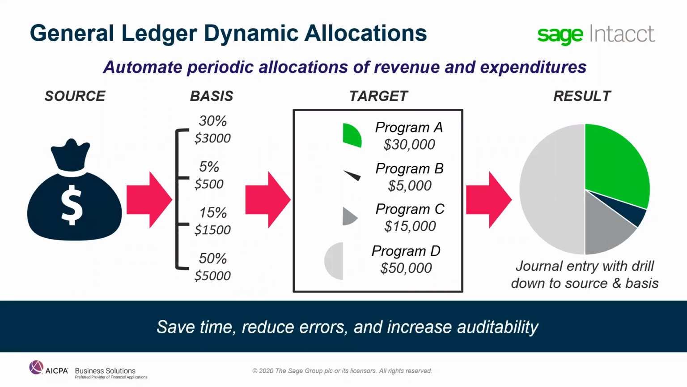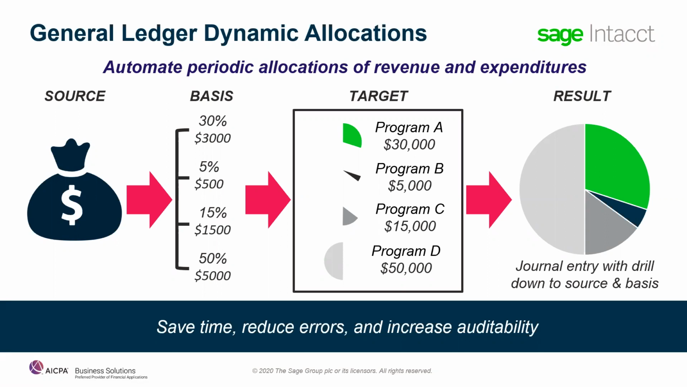So if we start over on the left-hand side, we have a source of money that in my terms has been collected over the course of the month. And we're going to use this allocation setup and configuration to determine the basis for that allocation and the target. And then we're going to produce a result. And that result is going to be a journal entry with drill down to the source and basis.